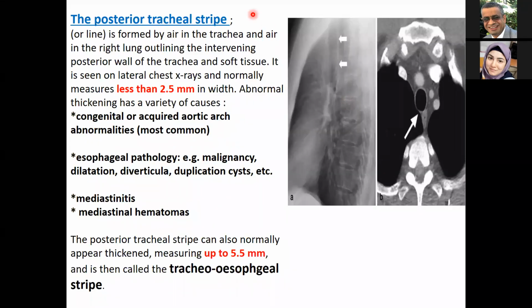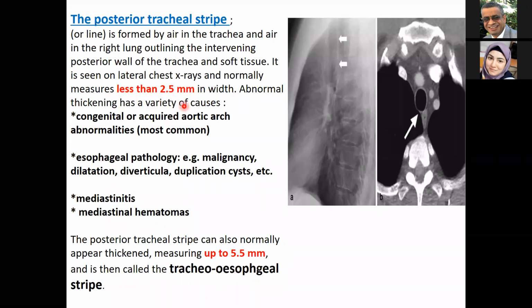The posterior tracheal stripe. The posterior tracheal stripe or line is formed by air in the trachea and air in the right lung, outlining the intervening posterior wall of the trachea and soft tissue. It's seen on the lateral chest X-ray and normally measures less than 2.5 mm in width.